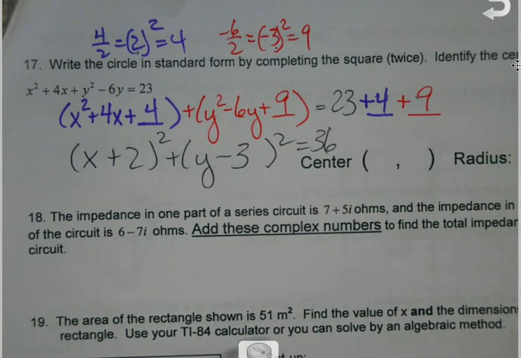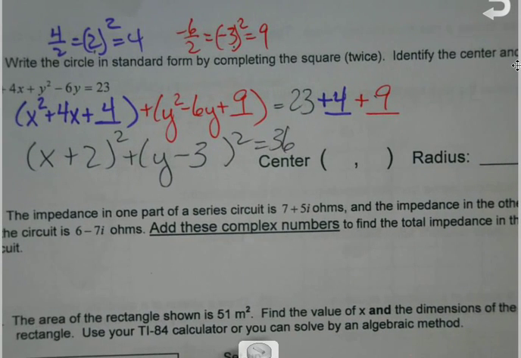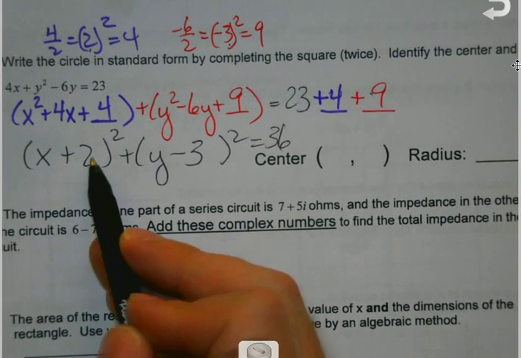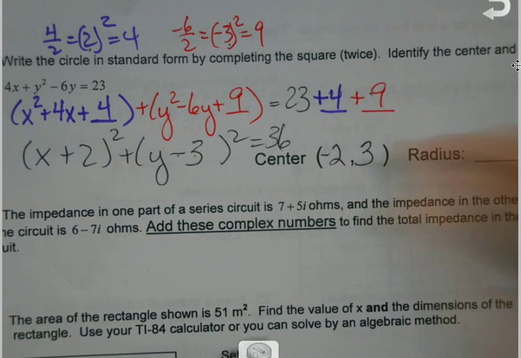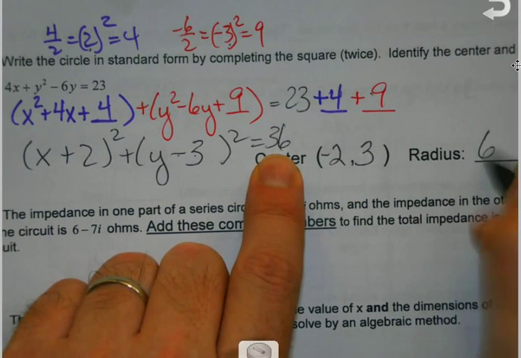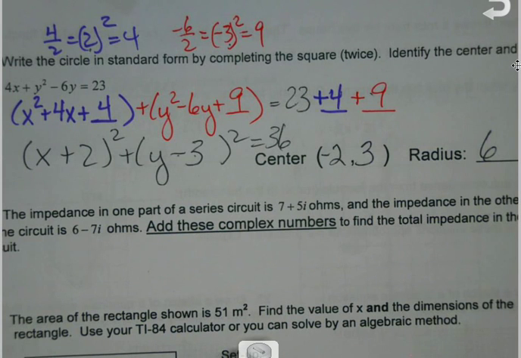And now to get my center and radius, I just steal them straight from the problem. But remember, it's opposite of h, opposite of k, and my radius is just the square root of my answer. Not bad, not bad at all.